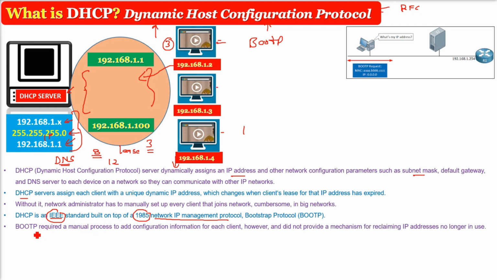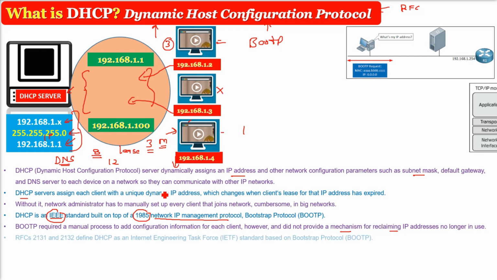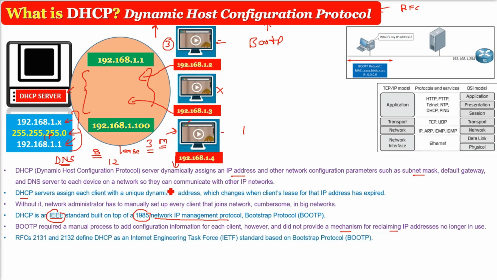You might be asking why bootstrap is not used now. Because there are so many manual entries required. BOOTP will give you a dynamic IP, but it wants the MAC ID to be entered manually. Second, it does not provide any mechanism or process to reclaim IP addresses when they are no longer in use or the system has stopped working in the network. So there is no way of reclaiming the IP address. That is why DHCP came.